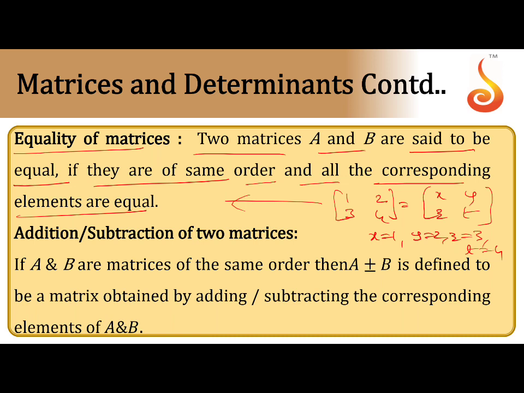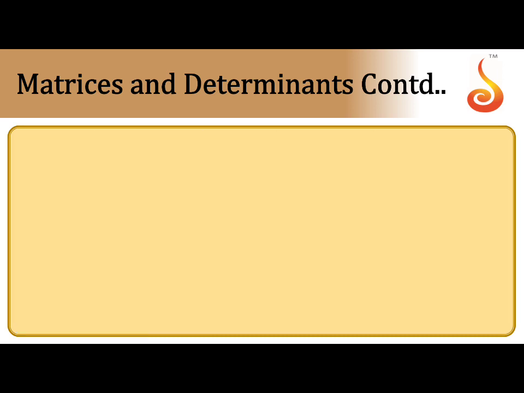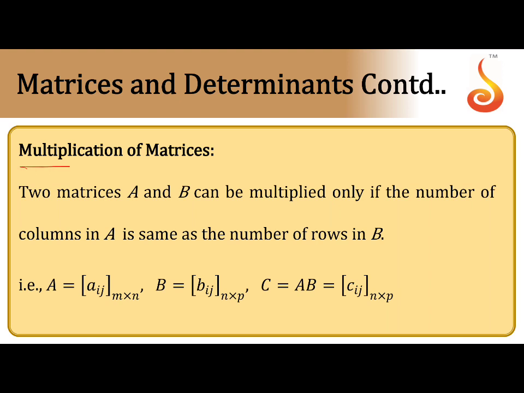Next, addition and subtraction of two matrices. If A and B are two matrices of the same order, the condition when you add two matrices is that they should be of the same type. Then A plus B or A minus B is defined to be a matrix obtained by adding or subtracting the corresponding elements of A and B. Addition means corresponding elements are added, subtraction means corresponding elements are subtracted. So the resulting matrix is the addition or subtraction of the two matrices. Clear?